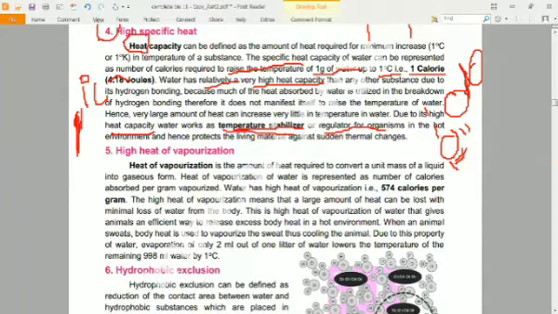So because it is a temperature stabilizer, it protects the living materials, because the whole of the body is made up of water.